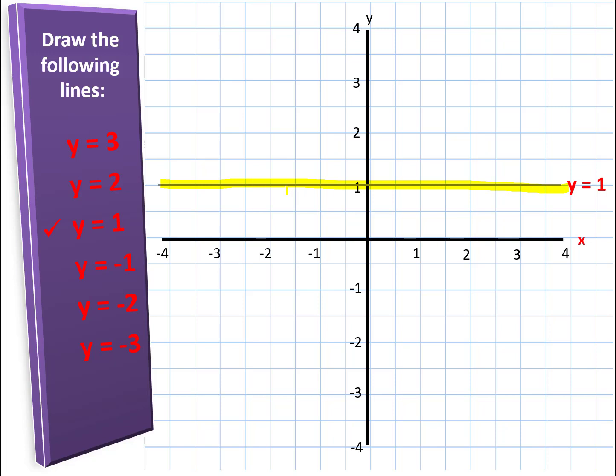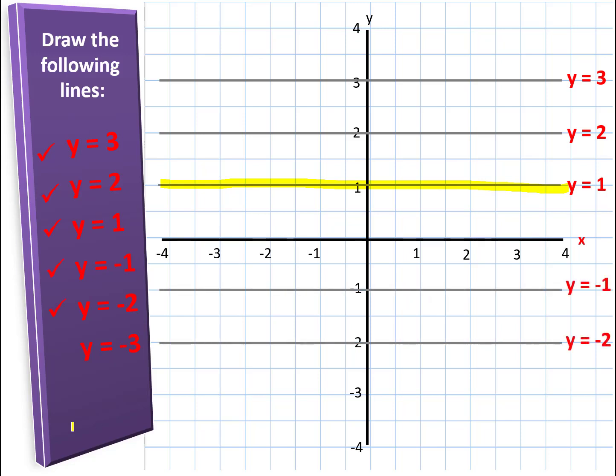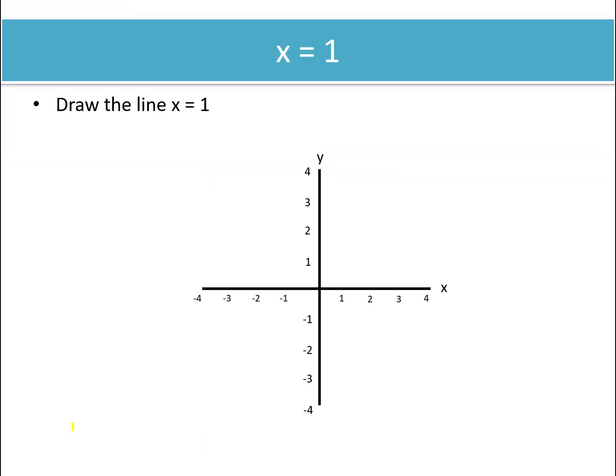Yep, because every coordinate here, the y value is 1. So it's quite straightforward. All the other lines, just draw it in your mind, or run your finger across your phone or your computer screen instead of drawing this all out, just to put it into your muscle memory. Pretty straightforward. Quick recap. Draw the line x equals 1.